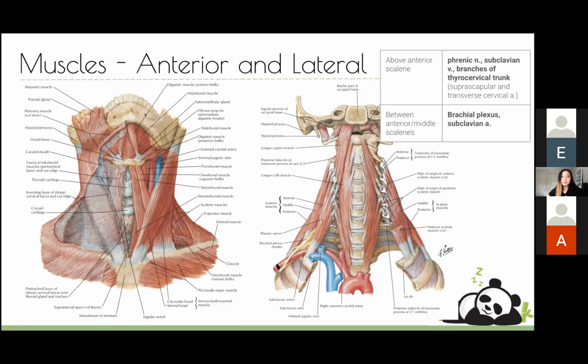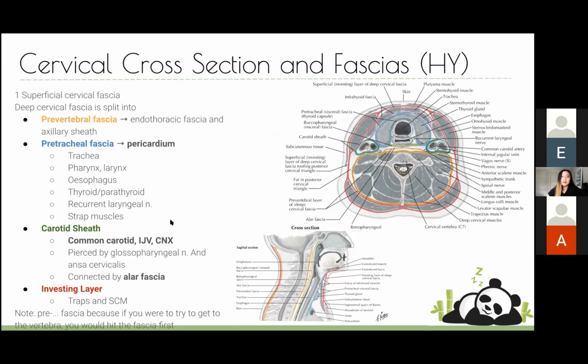Cool. Nice. This is a cervical cross-section. If you chop someone's head off and you look in, it looks like this.